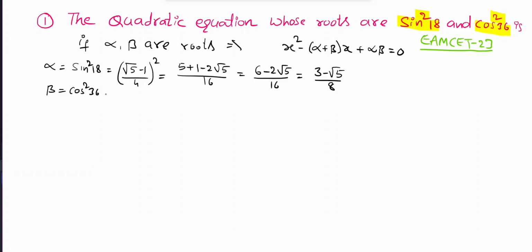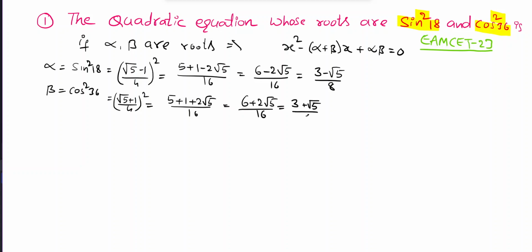Beta is cos square 36. We know that cos 36 is (root 5 plus 1) by 4, whole square. Squaring, that is (5 plus 1 plus 2 root 5) by 16. That is equal to (6 plus 2 root 5) by 16. Take 2 common and cancel. This is (3 plus root 5) by 8. This is the value of beta.